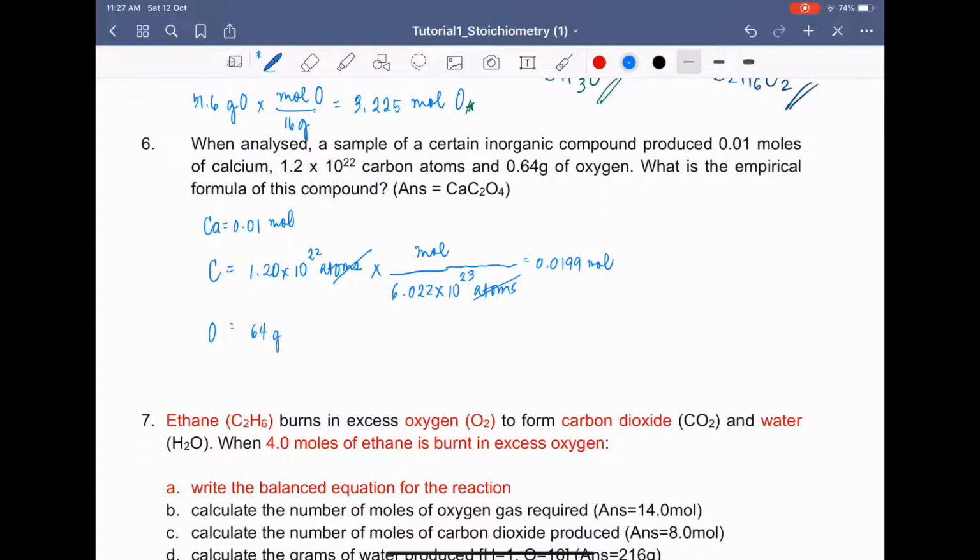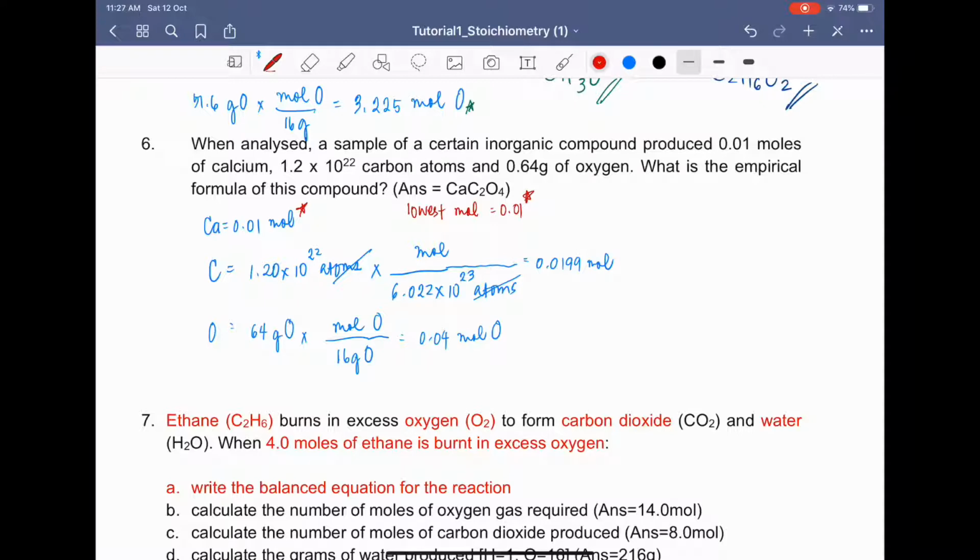Then for oxygen, we have 64 grams of oxygen. Sorry, that is supposed to be 0.64 grams as written in question 6. So help to correct that in your notes, and just disregard the 64 there. It's supposed to be 0.64 grams. So divide by 16 grams and it will be equivalent to 0.04 mole of oxygen.